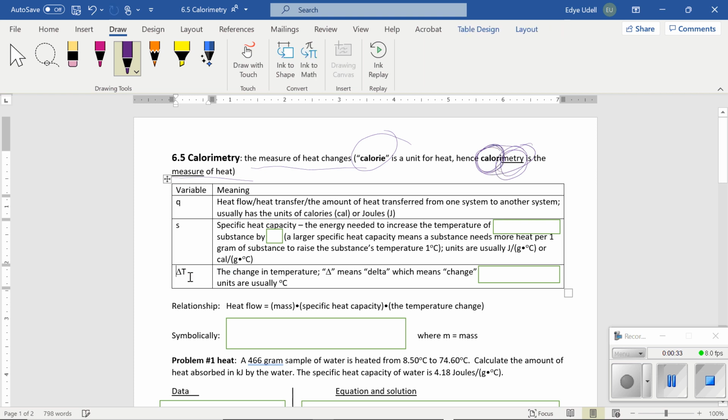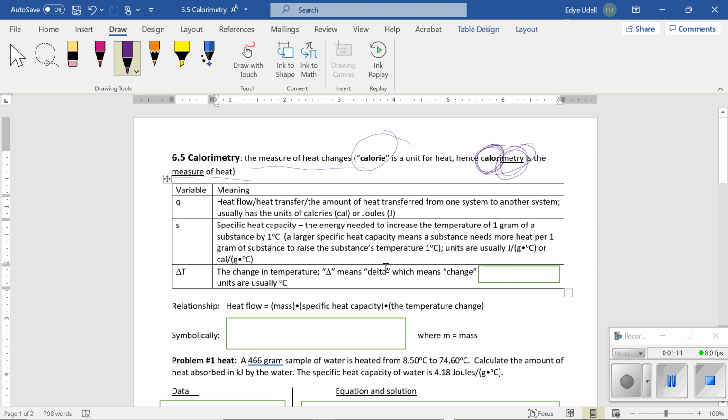We have this variable Q, which stands for heat flow. S stands for the specific heat capacity. Delta T stands for the change in temperature. And you're told here that the specific heat capacity is the energy needed to increase the temperature of 1 gram of a substance by 1 degree Celsius. You've been given some notes here. A bigger specific heat capacity means the substance needs more heat per 1 gram of substance to raise the substance's temperature by 1 degree Celsius. And you're given the units here.